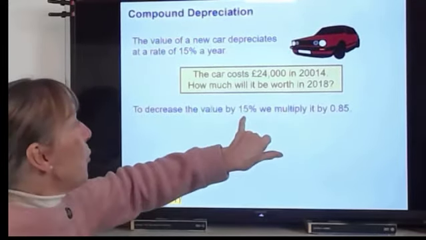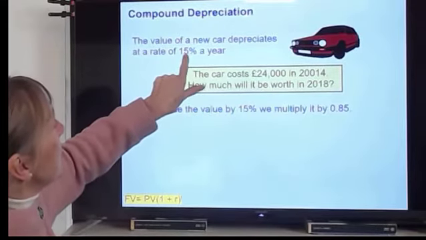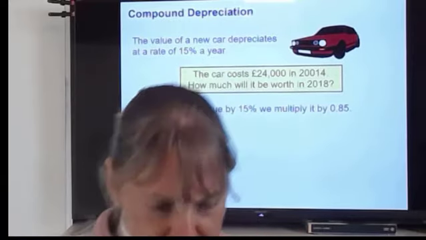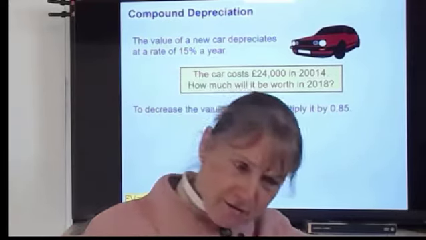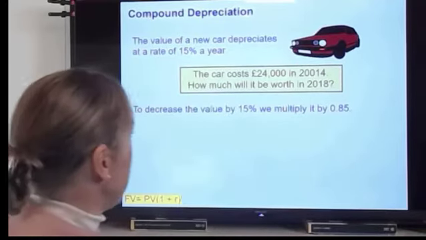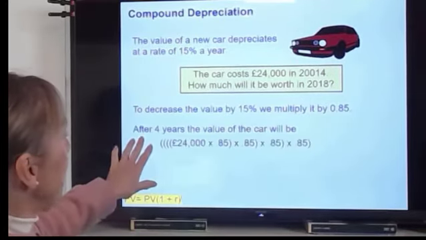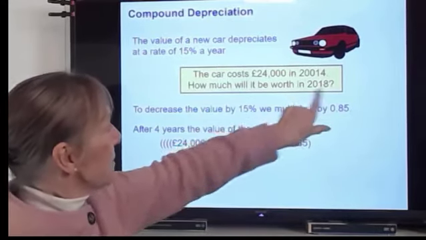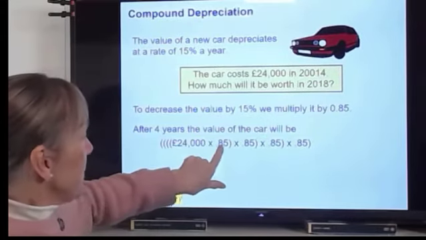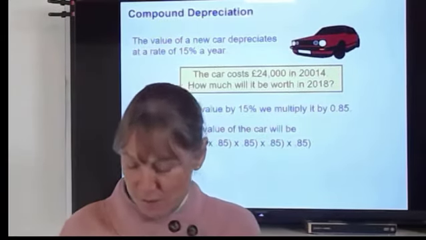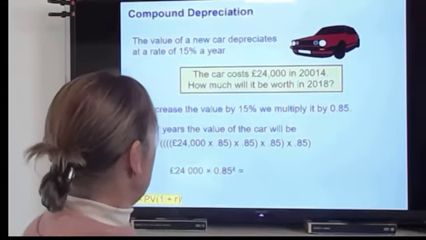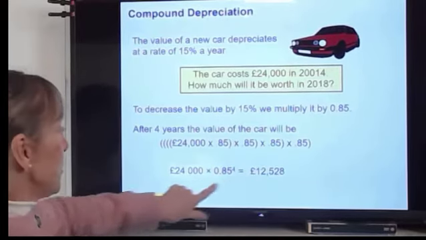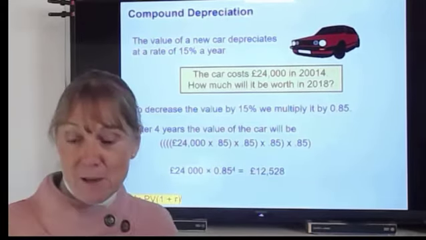So we looked at this before, didn't we? Each year we need to depreciate by 15%. So that means we can find 85% each year, because we're only interested in 85%, because the 15% unfortunately is lost to us. So after 4 years, the value of the car will be 24,000, and then 4 times, because 4 years, we multiply by 0.85, the sort of discount factor, which is the same as this. So we've used our compounding formula again, and we found the answer.